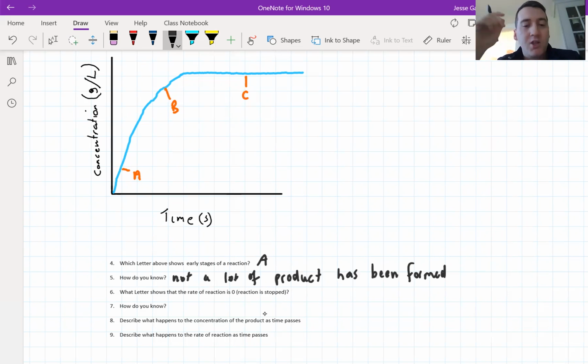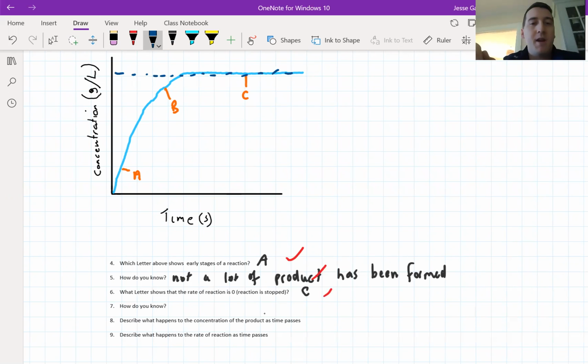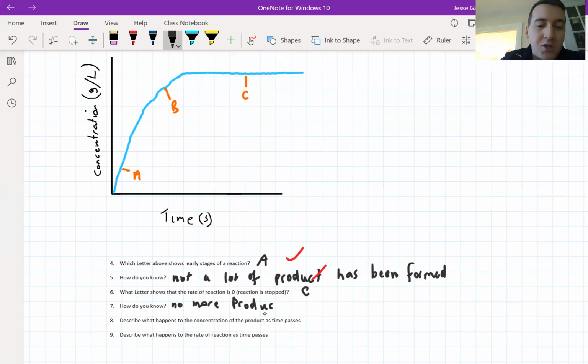Which letter shows that the rate of reaction is 0 or the reaction has stopped? Hopefully you said C. Well done. If you said C, those are all correct so far. How do you know? Because the concentration is not moving anymore. That means the reaction isn't happening anymore, so the reaction is over. We know this because no more product is being formed. You might have also said the concentration of the product is not changing anymore. Well done, if you got that right.